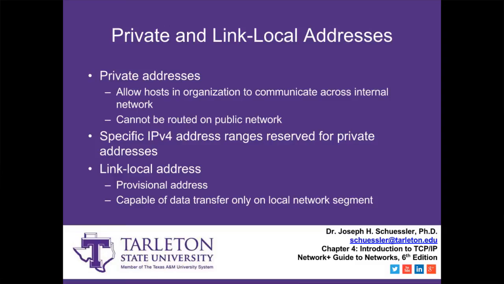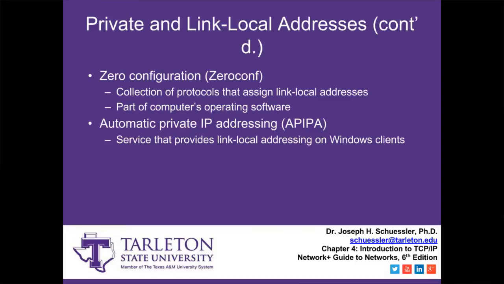And these are referred to as private addresses. So it allows hosts and organizations to communicate across an internal network, and they cannot be routed on the public network. Specific IPv4 address ranges are reserved for private addresses. Link local addresses are provisional addresses capable of data transfer only on the local network segment. Now, there's this relatively new concept, and they probably presented these a little bit out of order. For this slide, it's kind of related to the DHCP section we were talking about just a moment ago. So there's zero configuration and a PIPA.